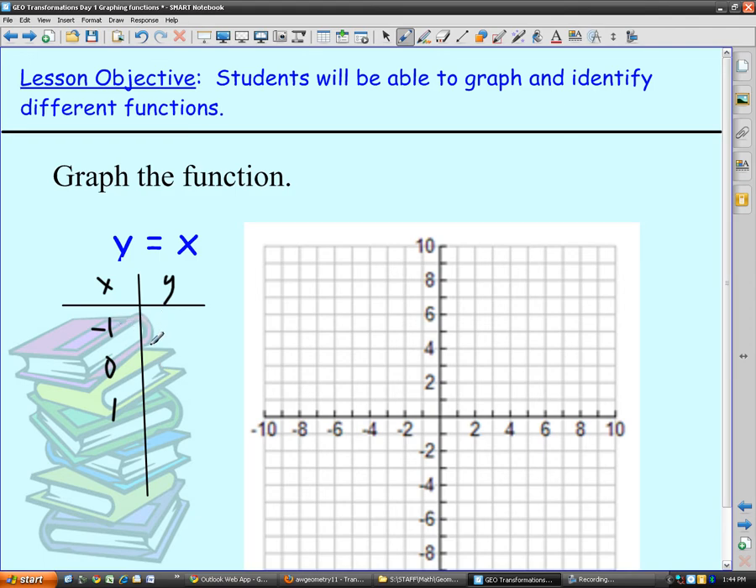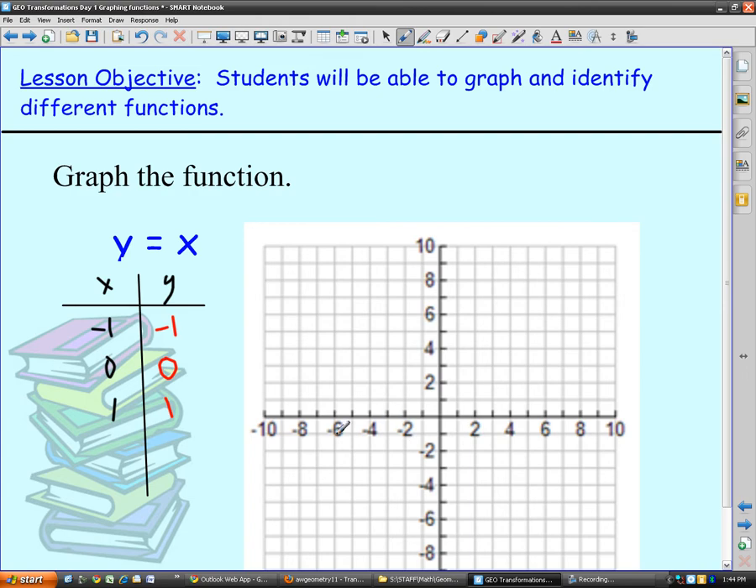But sometimes these don't work very well if you're going to get fractions and things like that. So you got to choose wisely. In this case, these are a fine choice. So when I put -1 in for x, I find out that y is -1. I put 0 in for x, I find out that y is 0. And when I put 1 in for x, I get 1 for y.